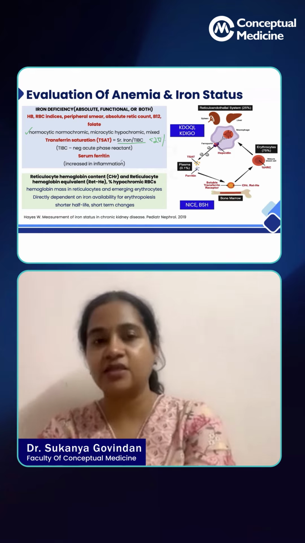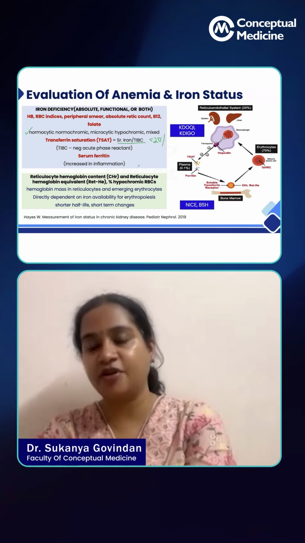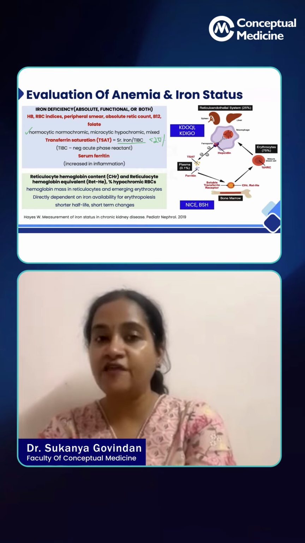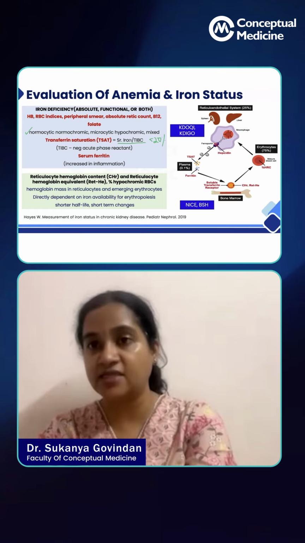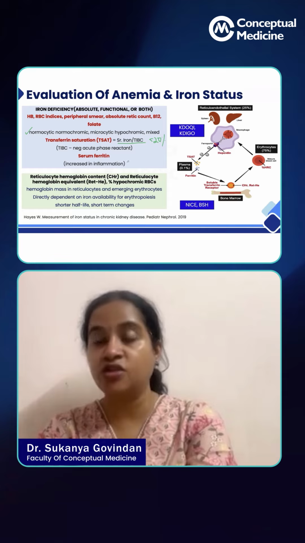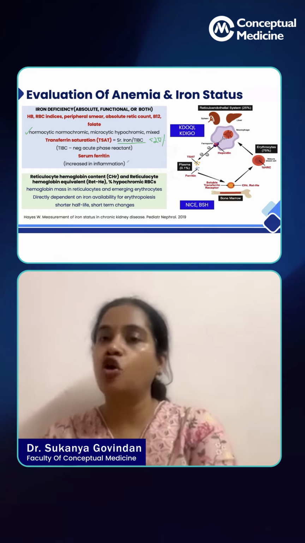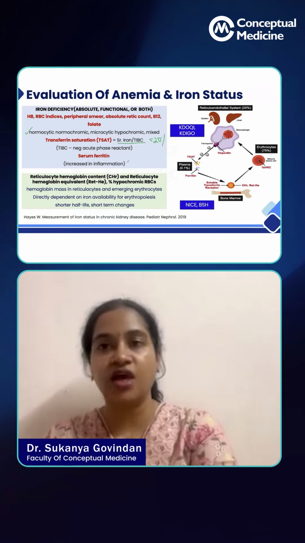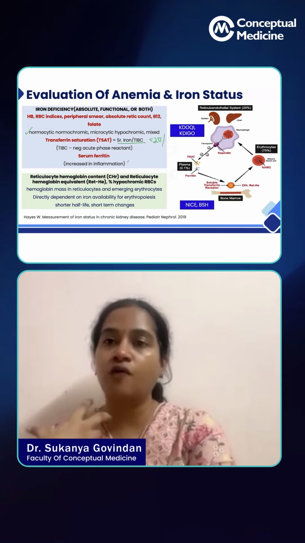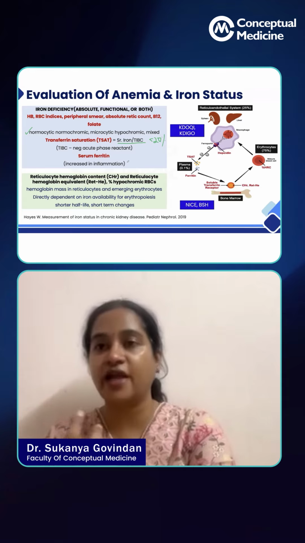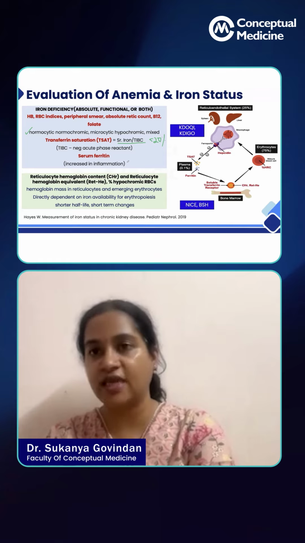Then serum ferritin. Serum ferritin is increased in inflammation. So in any patient with CKD, you will expect ferritin to be higher. Even if iron stores are very low, you will still have a higher ferritin. In a normal person without CKD, we assume that a low ferritin will reflect iron deficiency anemia, but not in CKD, because there is inflammation and ferritin will be falsely higher even if there is iron deficiency.